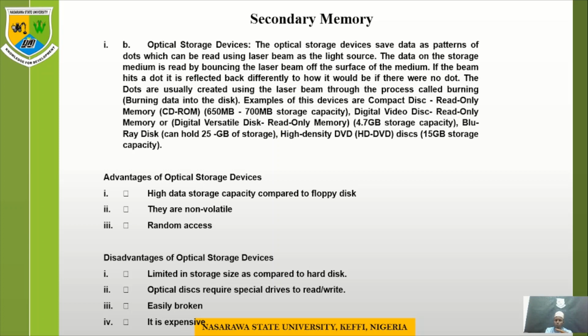They are non-volatile. We all know that secondary memory is not volatile. Random access, that is, you can access them anytime if you want. A disadvantage of this optical storage device is that it is limited in storage size as compared to hard disks. Can you see? Hard disk has more storage than them.